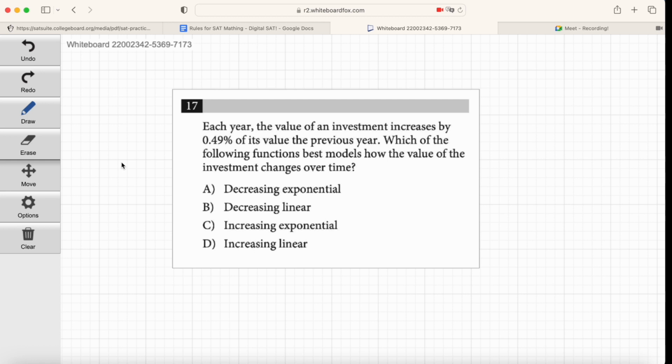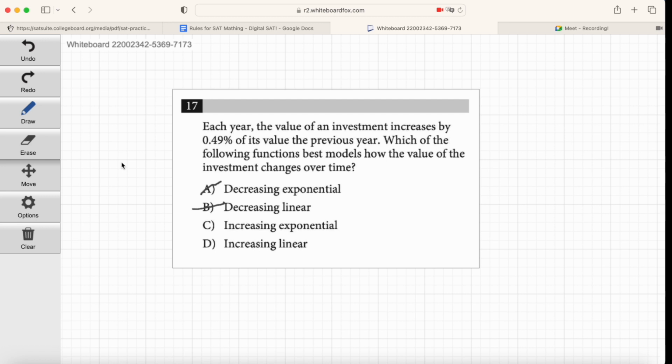Before we do that, I think we can get rid of 2 answer choices right off the bat because the question says the value of the investment increases by 0.49% of its value the previous year. It tells us it's increasing. It's not going to be a decrease here. It's either increasing exponential or increasing linear. By the way, just right now, do you know the answer? Do you know if this is an exponential increase or a linear increase?